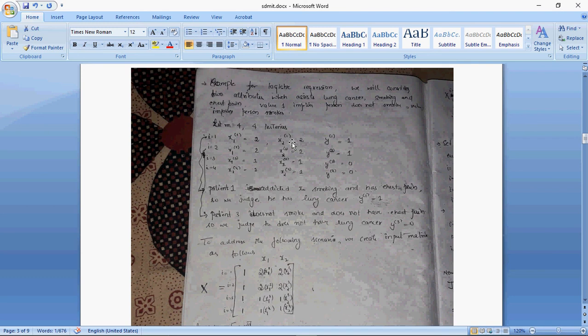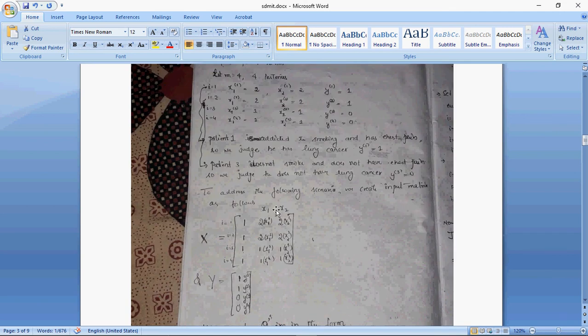Just see how it works for a simple example, wherein I've taken two features rather than 15 features. The features are smoke and chest pain. X1 is smoke, and X2 is chest pain. You can see the first person is smoking and has chest pain. The second person again smokes and has chest pain. The third person doesn't smoke and doesn't have chest pain. So for these cases you expect he will not have lung cancer.